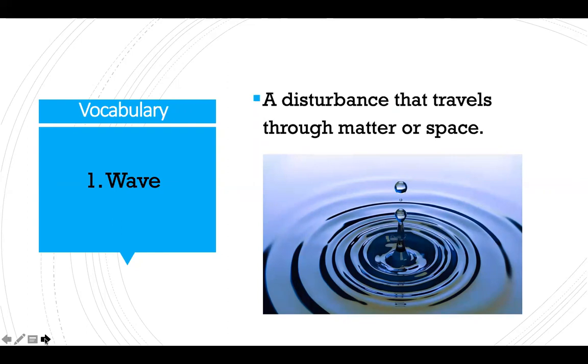A wave is a disturbance that travels through matter or space. Waves disturb matter by causing it to move. This is because waves carry energy. Waves can travel through solids, liquids, and gases. Some waves can travel through empty spaces.